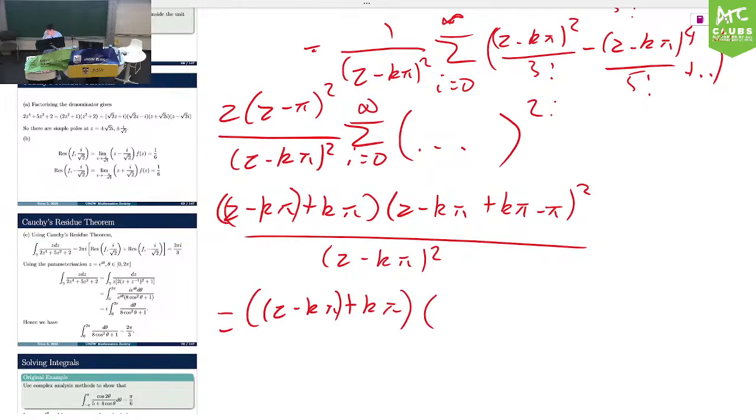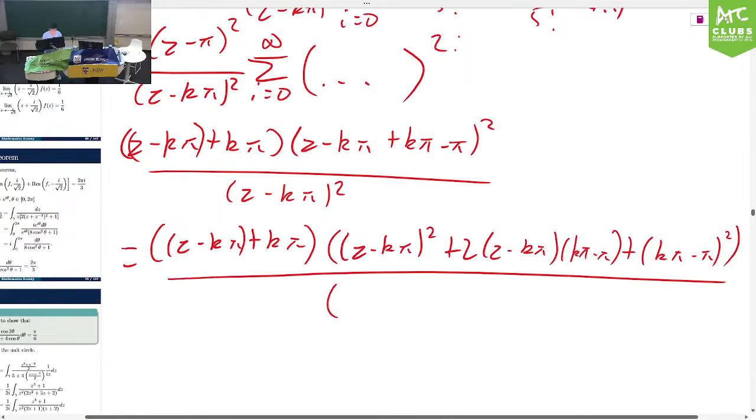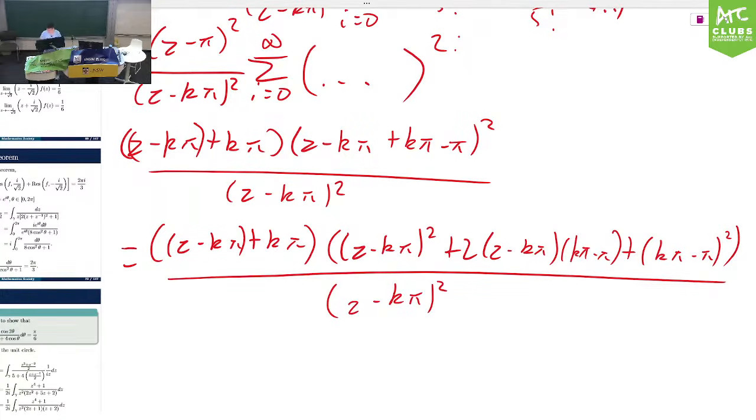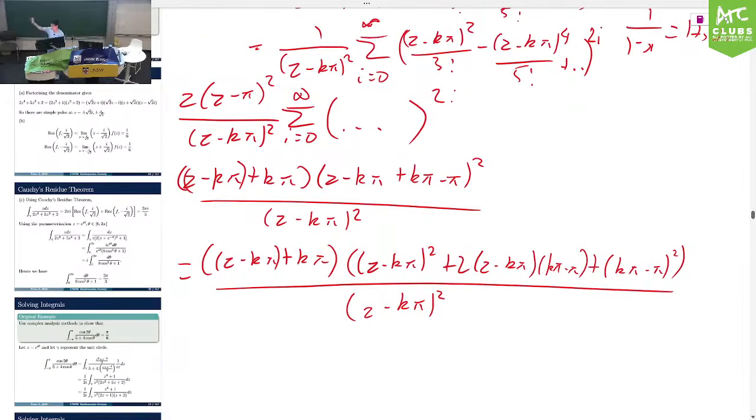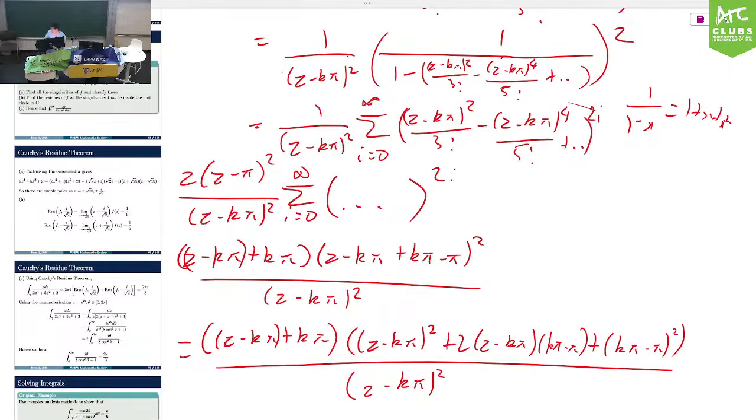And then here, it's like the a plus b squared. So z minus k pi squared plus 2 of z minus k pi times minus pi plus k pi, plus minus pi plus k pi squared, over z minus k pi squared. You might be wondering, what about the other terms, specifically this massive sum? Could that contribute to the -1 power?